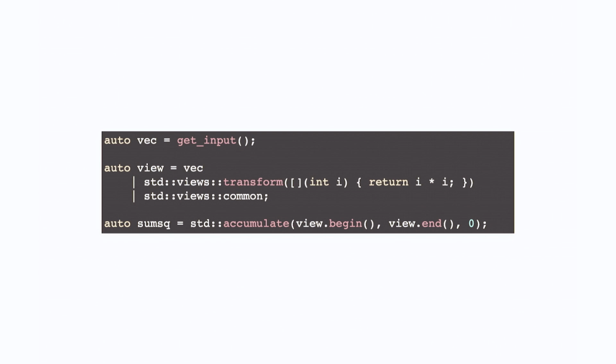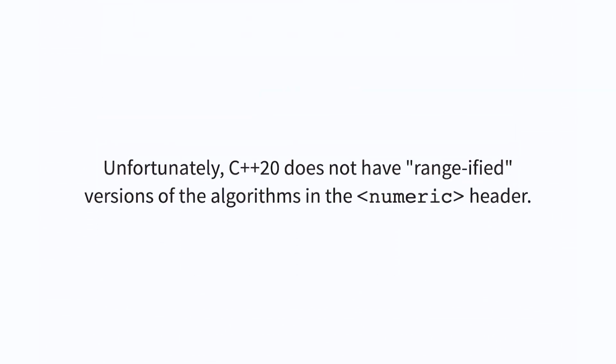So that was transform. What can we do about accumulate? How can we update this call to standard accumulate? Unfortunately, C++20 doesn't have rangified versions of the algorithms in the numeric header. If you remember, standard accumulate doesn't live in algorithm, it lives in this other header, numeric. C++20 comes with rangified versions of the 90-odd algorithms in the algorithm header. Unfortunately, we didn't quite have time to get to the other dozen or so that are in numeric.